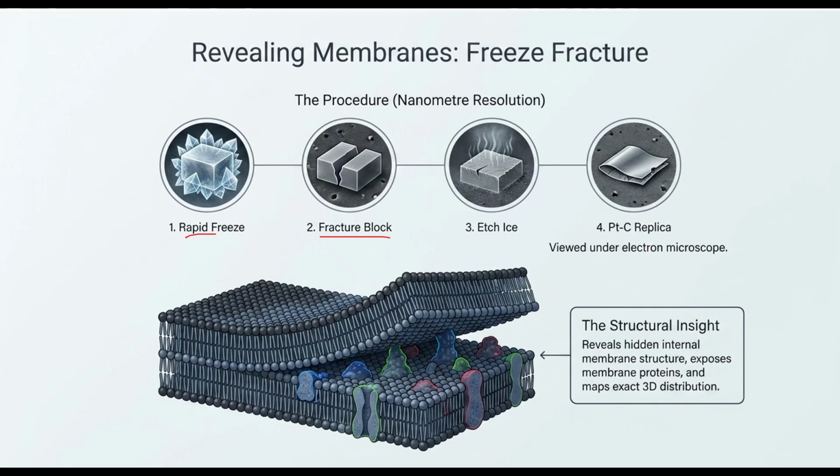After fracturing, ice is removed through a process called etching. A thin platinum-carbon replica is deposited onto the fractured surface. The biological material is removed, leaving behind a detailed replica that can be examined using an electron microscope. So freeze fracture provides unique insight into membrane organization, revealing embedded proteins, membrane topology, and protein distribution across the cellular membrane. This is how the structure will be visible, so we will get an exact 3D distribution.